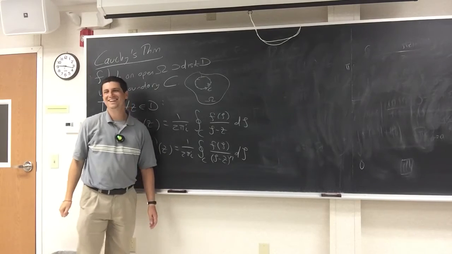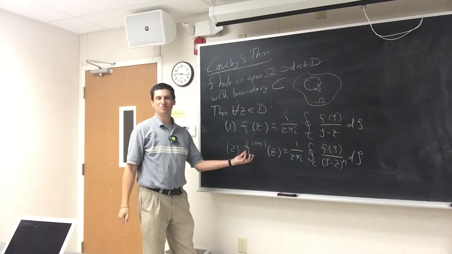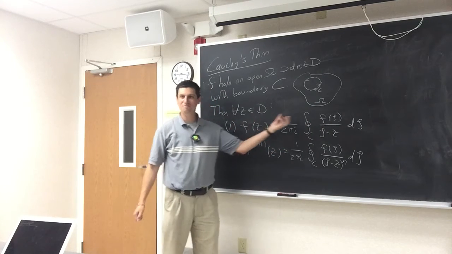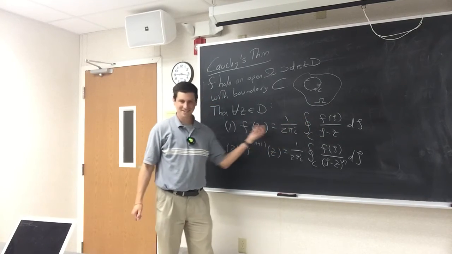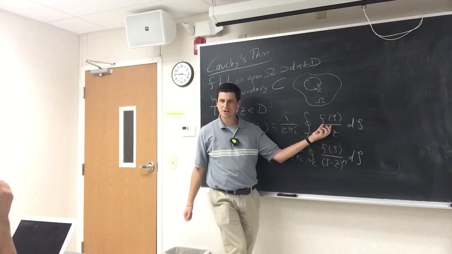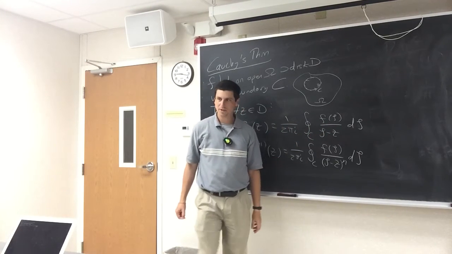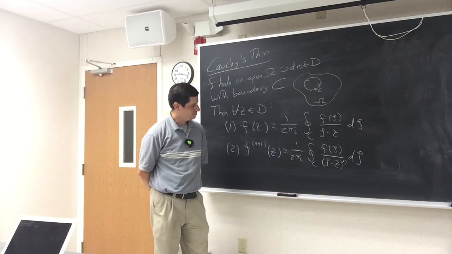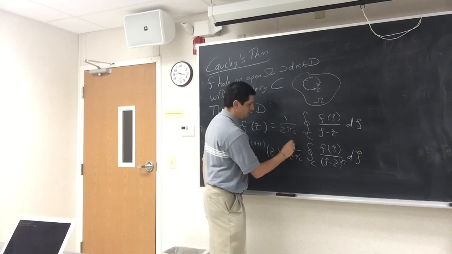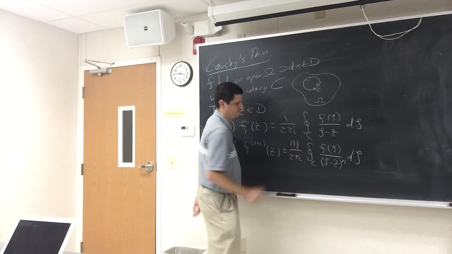Just differentiate under the integral sign, right? I have this expression. Take d by dz of both sides, right? And you get f prime, and when you take the derivative of this with respect to z, I've got a negative down here, and actually we'll see that there's a mistake in this statement. There should be an n factorial up here.